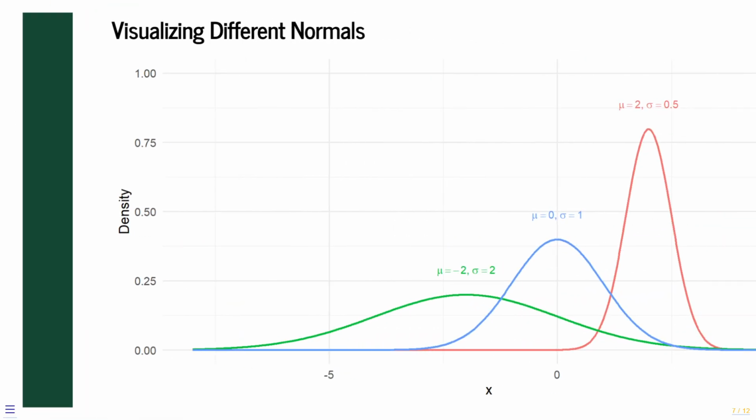Here we visualize several normal curves with different values of mu and sigma. Notice how changing mu shifts the curve horizontally, while changing sigma changes the width and height of the bell. Seeing these curves together helps reinforce how each parameter influences the shape and position of the distribution.